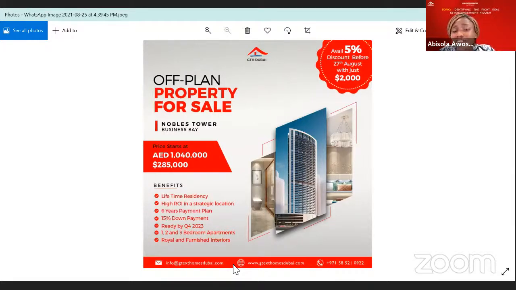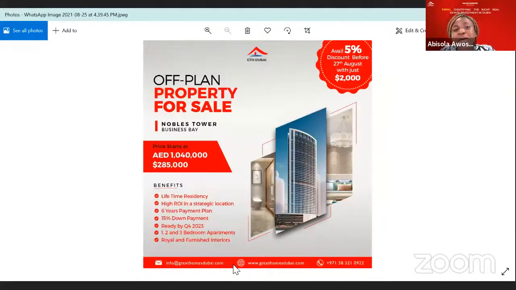So you are investing in a very good location, and it's coming fully furnished with furnished interiors, with no white goods. This is one of the best projects available for you in Dubai.